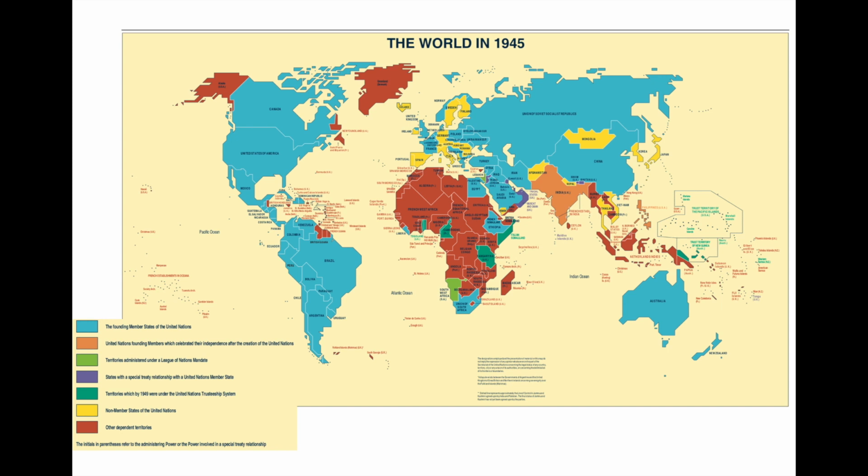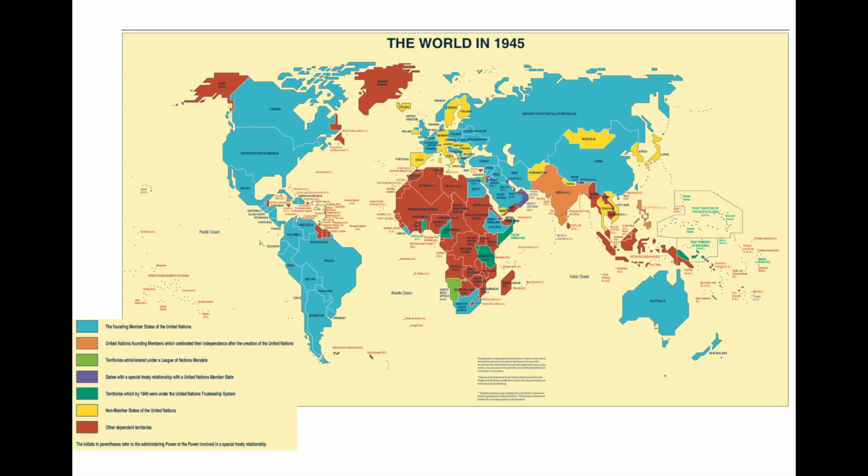The story is that of a very complicated geopolitical world in 1945, where we have a lot of member states and we have non-member states and we have dependencies and we have states with a special treaty relationship. These would be protectorates of the United Kingdom like Oman or Kuwait. We have states that were under the United Nations trustee system, which is a bit like the League of Mandates, a preparation for independence. So anyway, a very complicated map of the world.